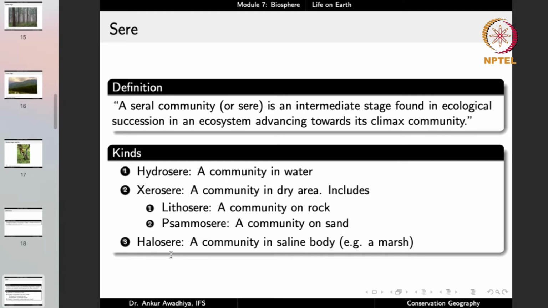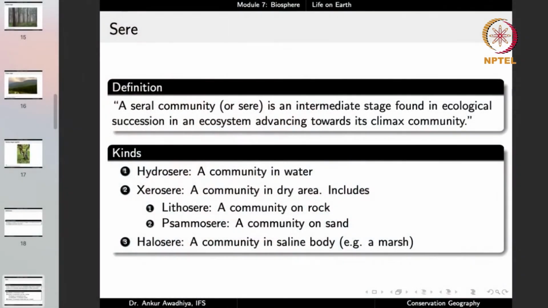Or we can have a halosere. Halo refers to salt. So halosere is a community in a saline body such as a marsh. So we can have different kinds of seres in different environments. We can have seres in a dry environment, in a wet environment, in a saline environment, and so on. Now the important thing to remember here is that when we say sere, sere is an intermediate stage in the process of ecological succession.